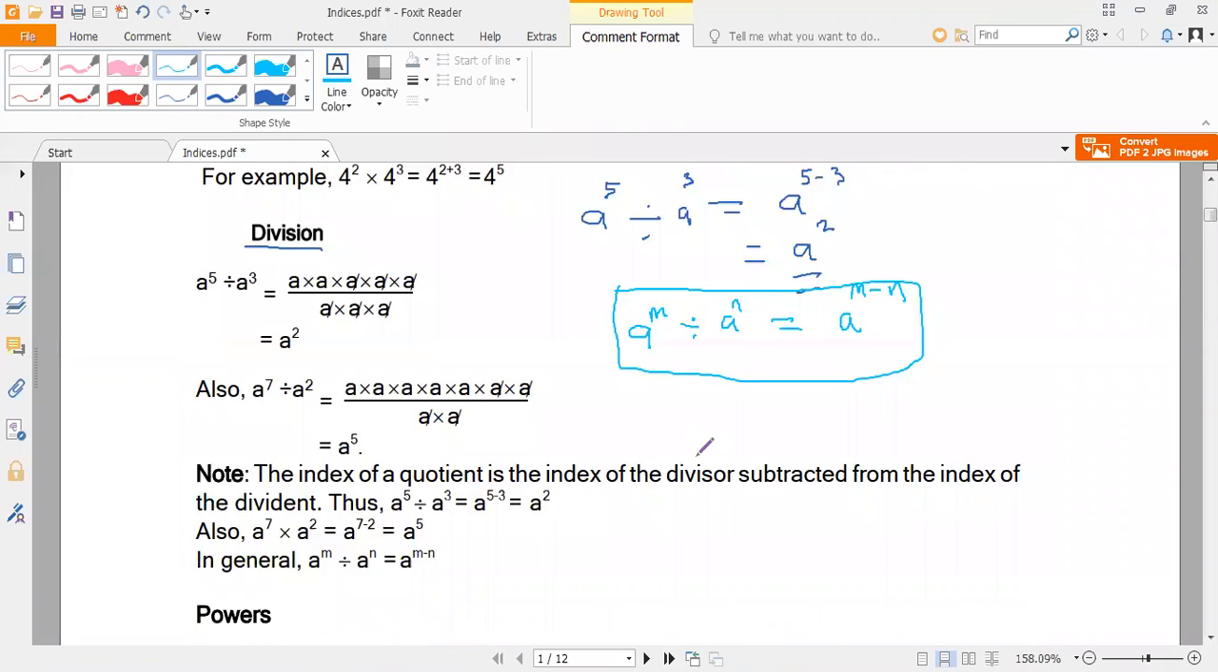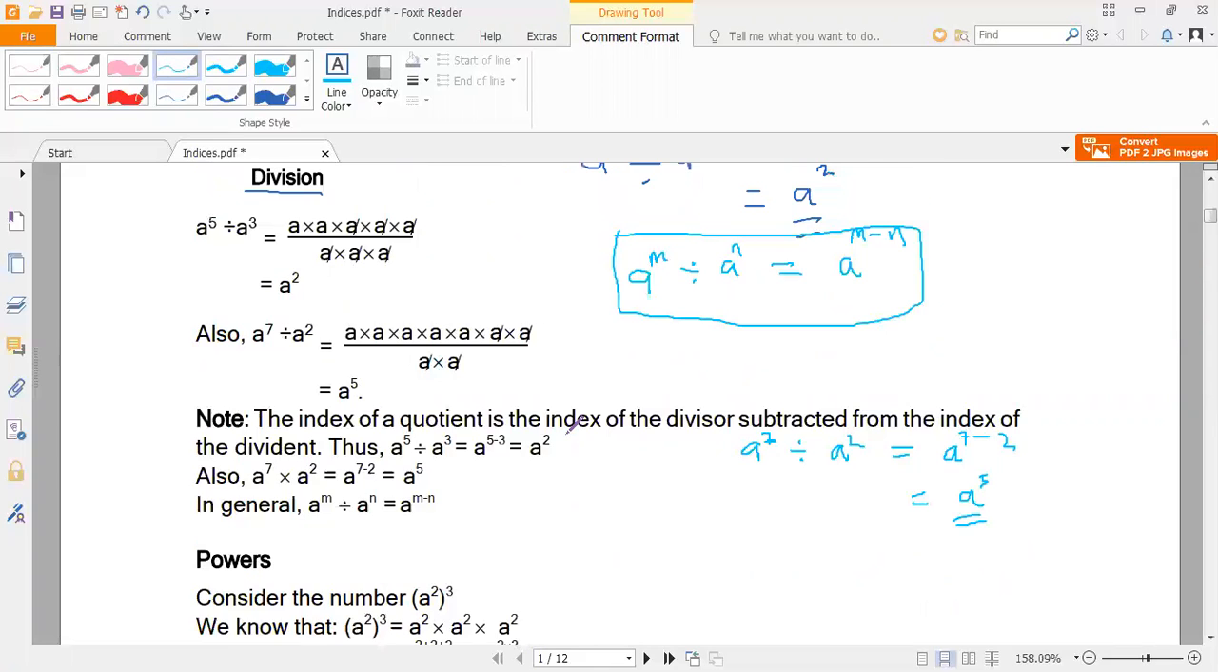Maybe we look at an example. An example is a to the power 7 divided by a to the power 2. So what we do is we maintain the base, which is a, and then we subtract the powers, which is 7 minus 2, and the answer is a to the power 5. Okay, so that is the division law of indices.